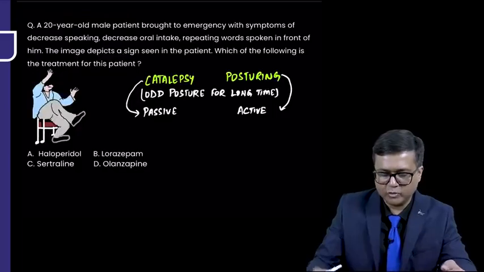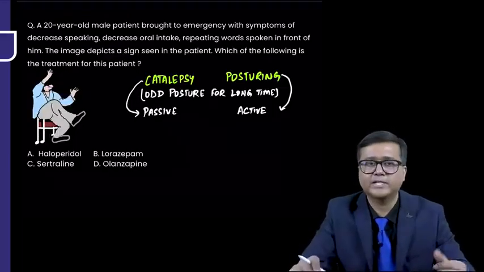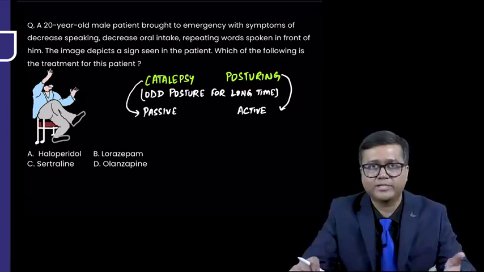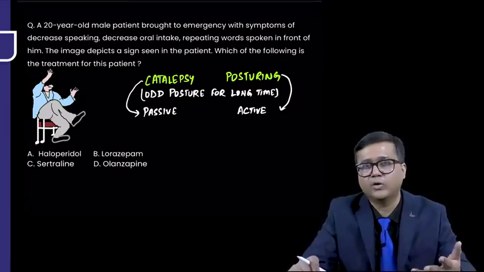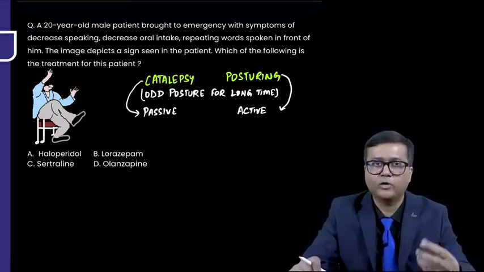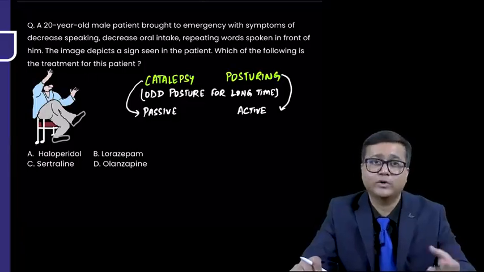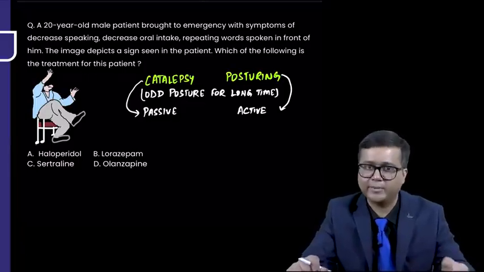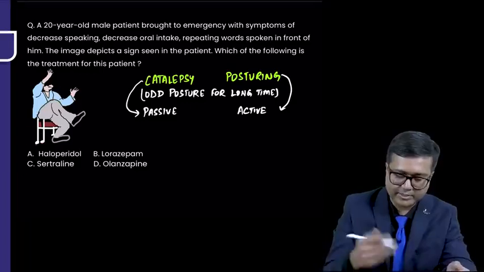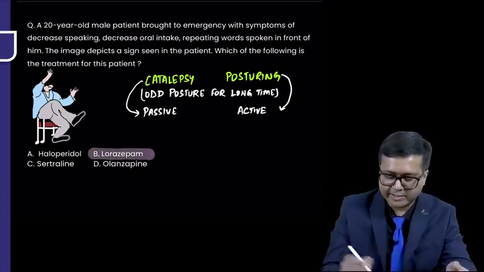So if we come back to the question, the options for treatment are A. haloperidol, B. lorazepam, C. sertraline, and D. olanzapine. Haloperidol and olanzapine are antipsychotics. Sertraline is an SSRI, an antidepressant. So the correct answer is: the patient is having catatonic symptoms and the treatment is B. lorazepam.